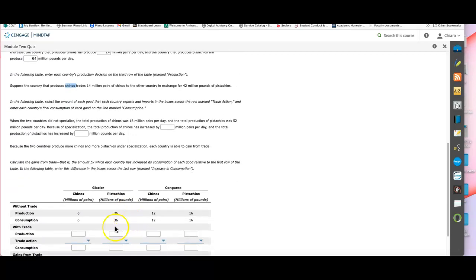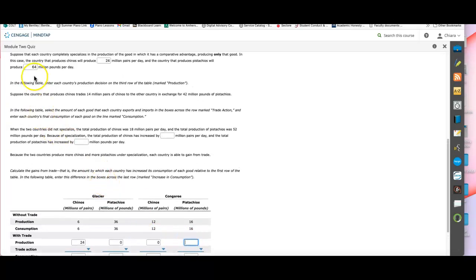So we can put it in here that with trade, Glacier is going to produce 24 million pairs, and it's going to produce 0 pistachios. Congaree is going to produce 0 chinos, and it is going to produce 64 million pounds of pistachios. We have that part answered. Now, when the two countries did not specialize, the total production of chinos was 18 million per day, and the total production of pistachios was 52 million pounds per day.